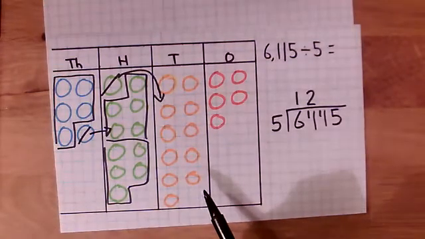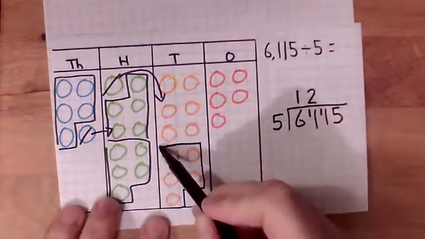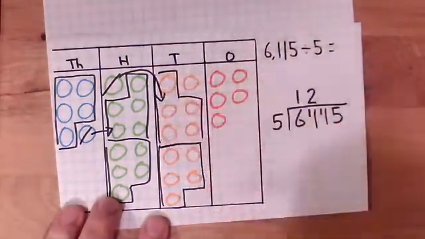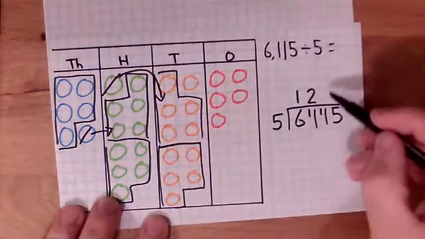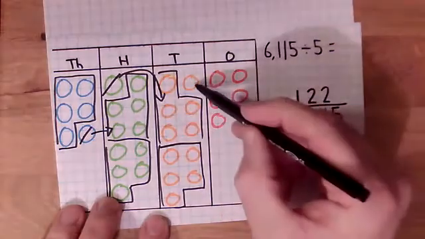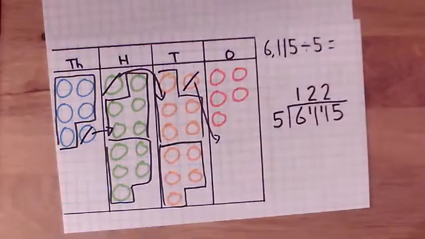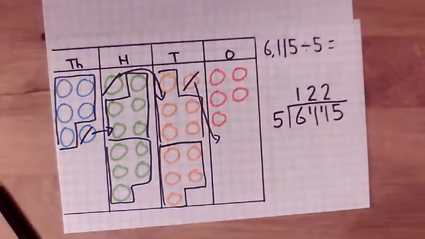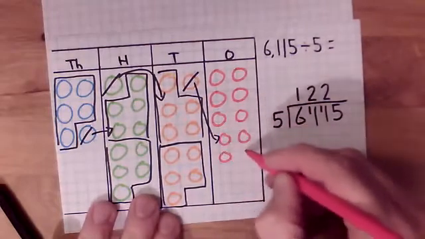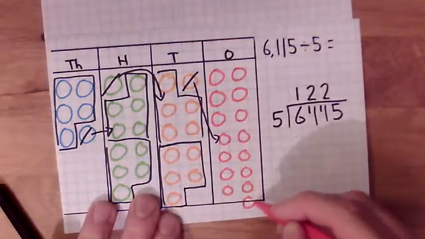So I need to find groups of 5 or lots of 5 in here. So I've got 1. And I've got 2. So again, 2. I've got 1 here left over remaining. That needs to be exchanged into here. So I need an extra 10 1s because 1 10 is worth 10 1s. 1, 2, 3, 4, 5, 6, 7, 8, 9, 10.